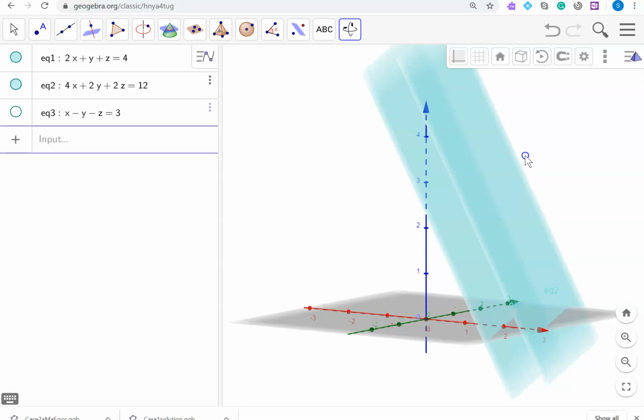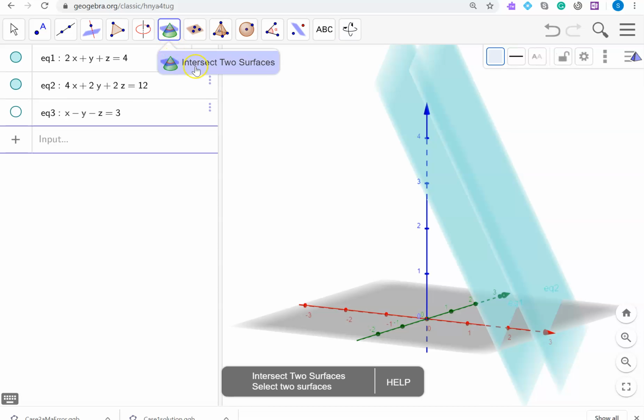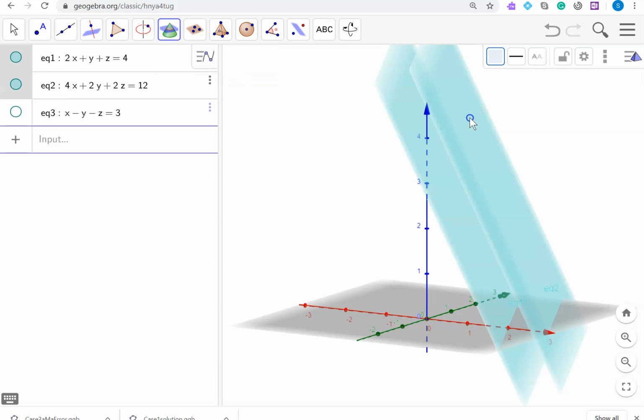Well, I could look to find the intersection of those two planes. Remember, we use this green cone icon over here. It allows us to find the intersection of two surfaces. So I'm going to click on this surface, and I'm going to click on that surface, and it doesn't come up with anything. It doesn't do anything. And the reason for that is that these two planes are in fact parallel.